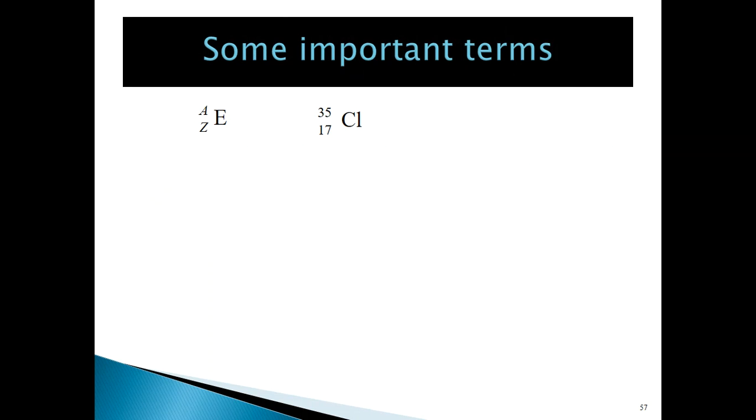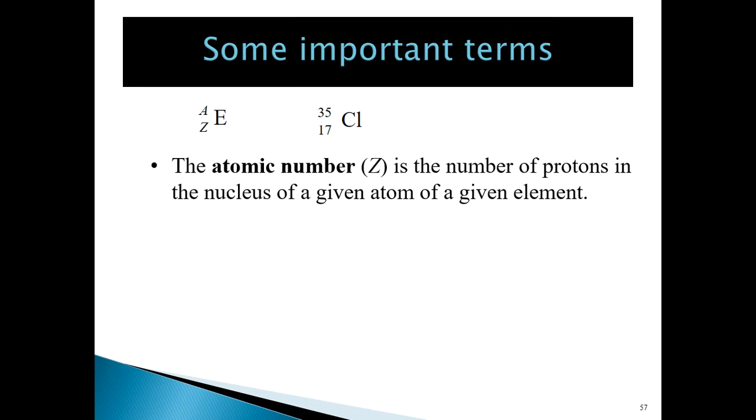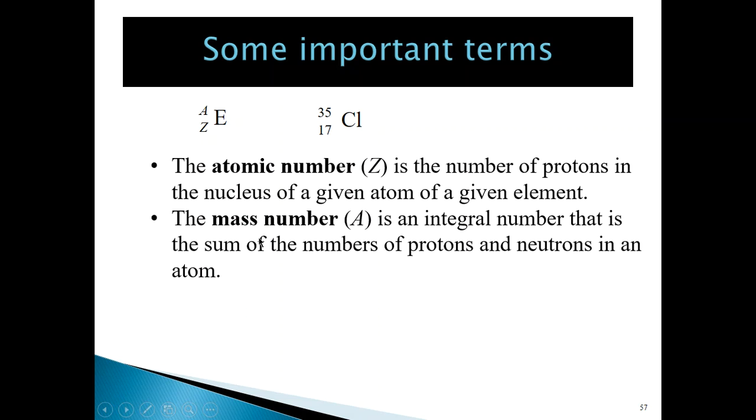Okay, some important terms that you need to be aware of. Now, the atomic number, as I said before, is the number of protons in the atom of an element. And these protons are located in the nucleus, which is at the center of the atom. In most textbooks, you'll see that they use the uppercase Z to represent the atomic number. Another number that you need to be aware of is known as the mass number. And it is basically the sum of the number of protons and neutrons in an atom of an element. And we oftentimes use the uppercase A to represent the mass number.